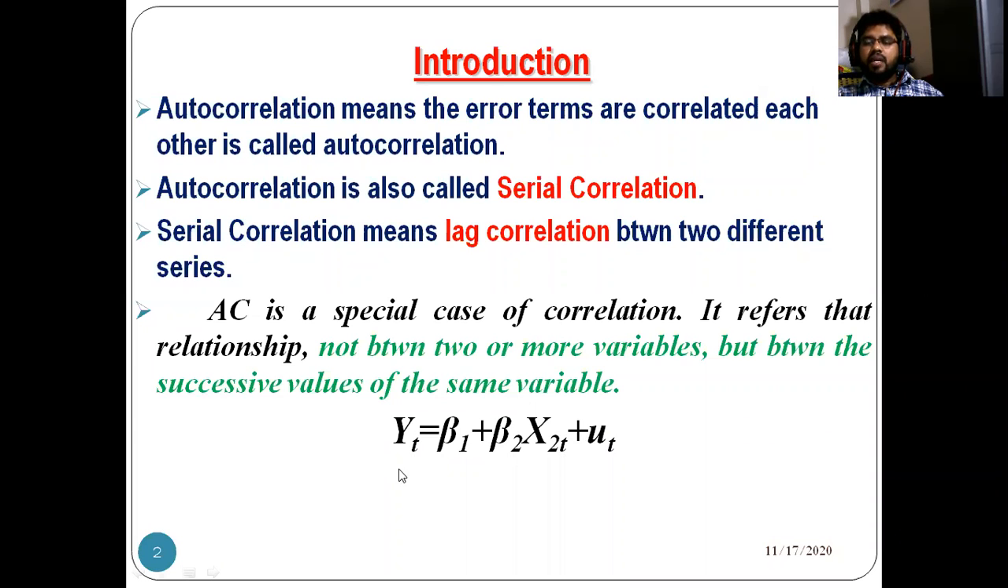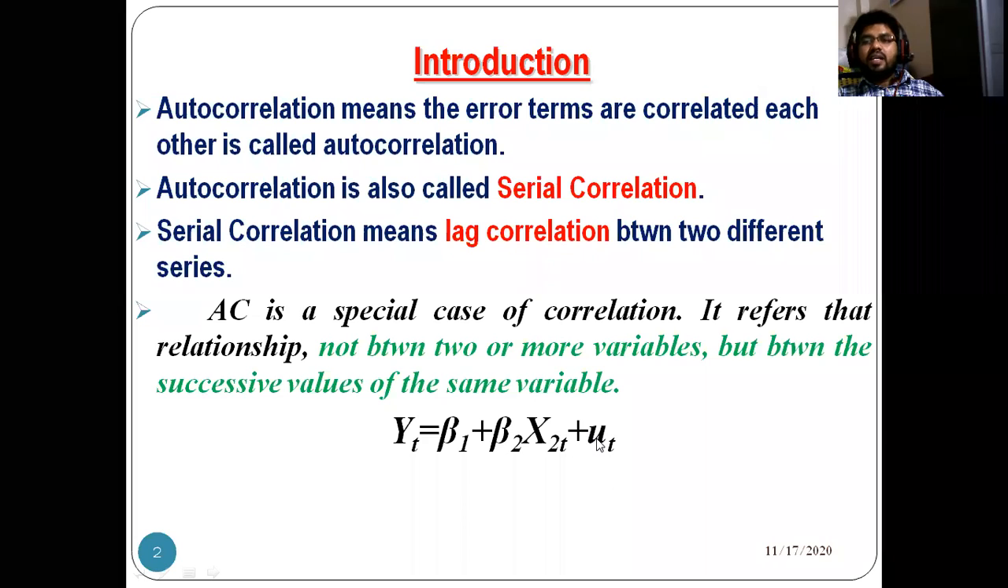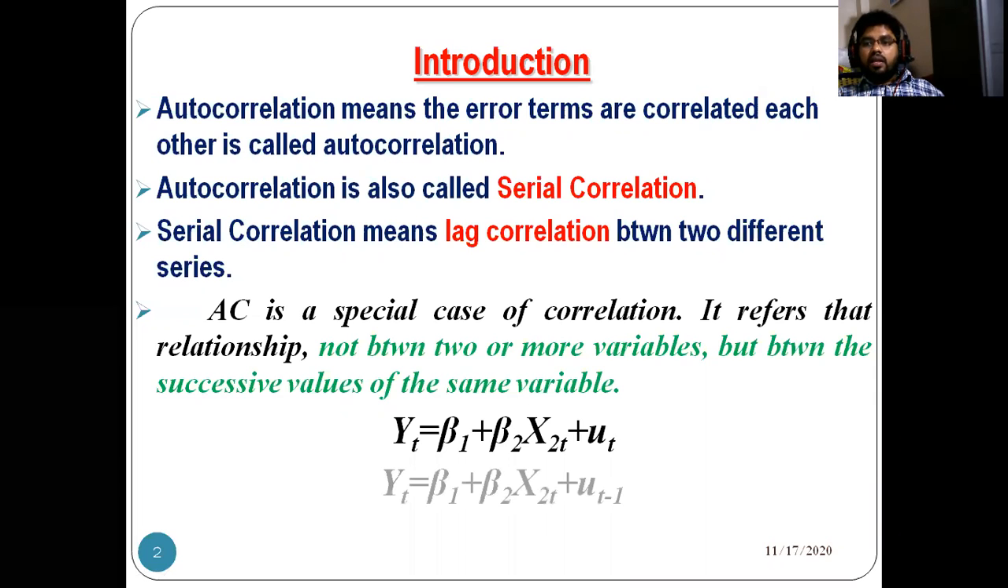Here y is the dependent variable, beta 1 is the intercept or constant, and beta 2 is the coefficient of the x2 variable at a particular time. Then u is the error term, which we can also call the random term, stochastic term, or disturbance term. Then if you take y t is equal to beta 1 plus beta 2 x2t plus u t minus 1, this is the present year error term.